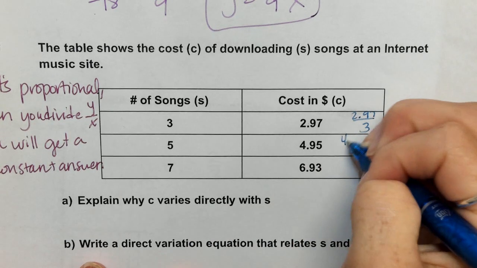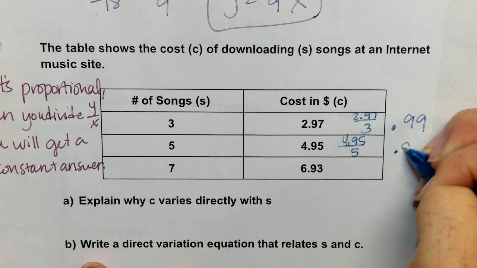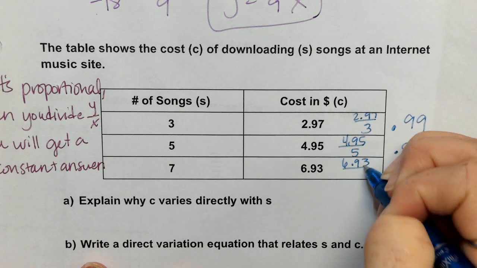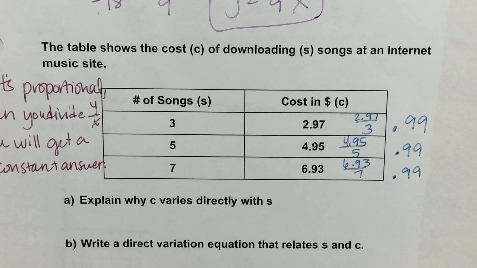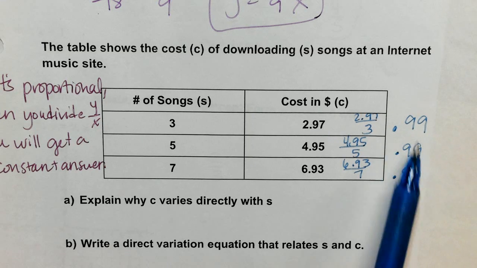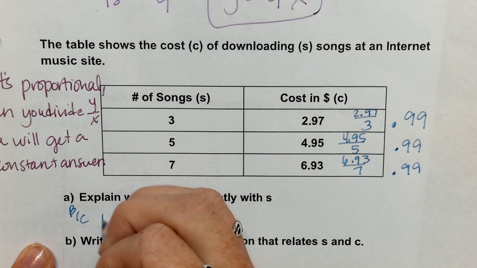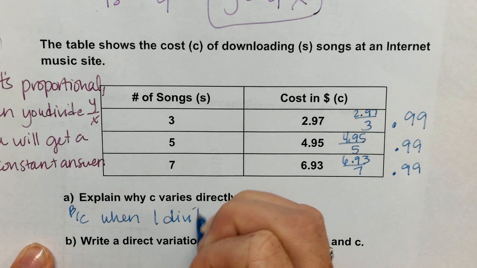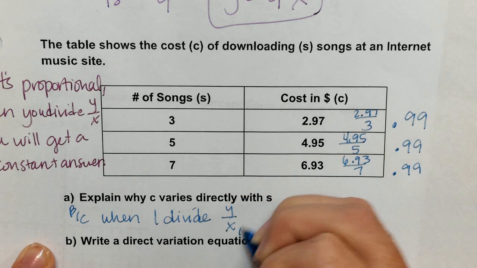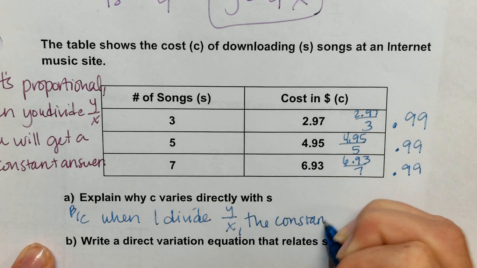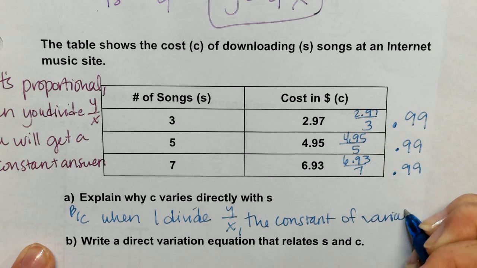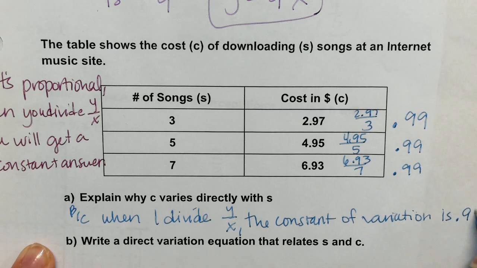If it is varying directly, which just means proportional, then I better get what right here? 99 cents. So what is 495 divided by 5? 99 cents. What is 693 divided by 7? 99 cents. This means that if I don't download any songs, I pay $0. So it starts at 0, 0, and for every song I download, I'm actually paying 99 cents. So why does it vary directly? Because when I divide y over x, the constant of variation is 99 cents.